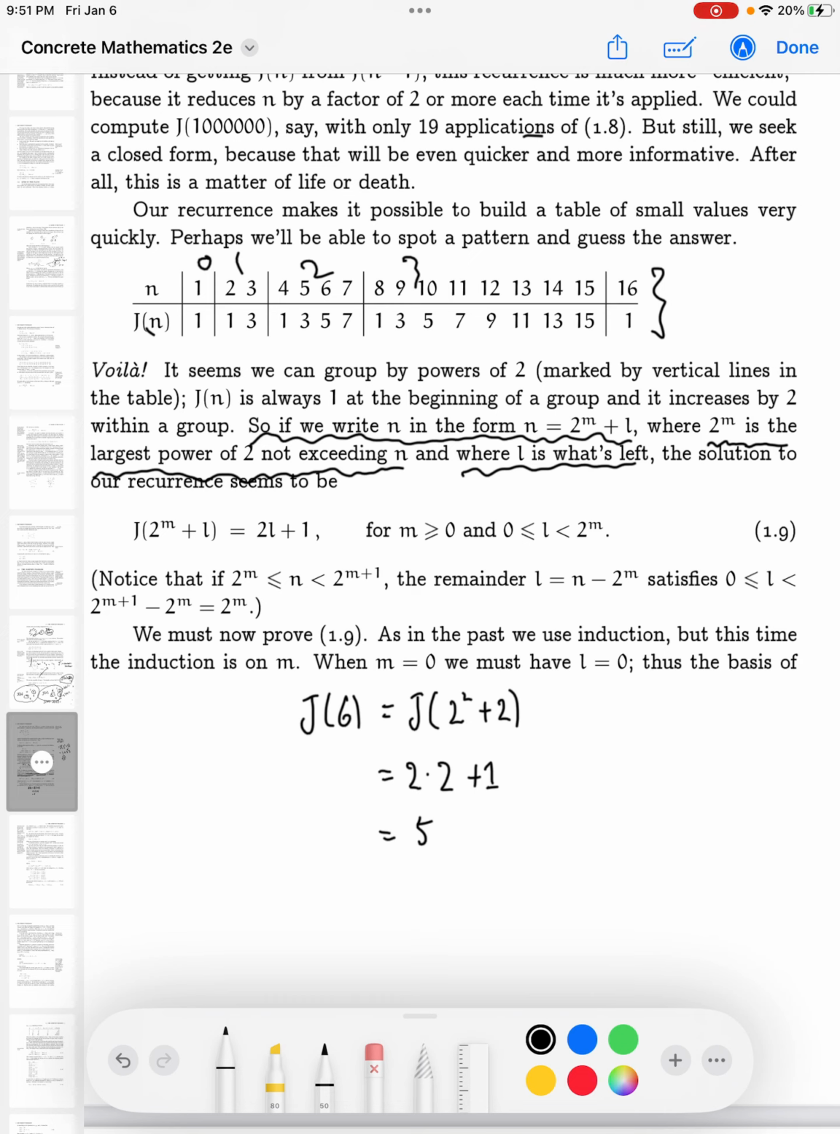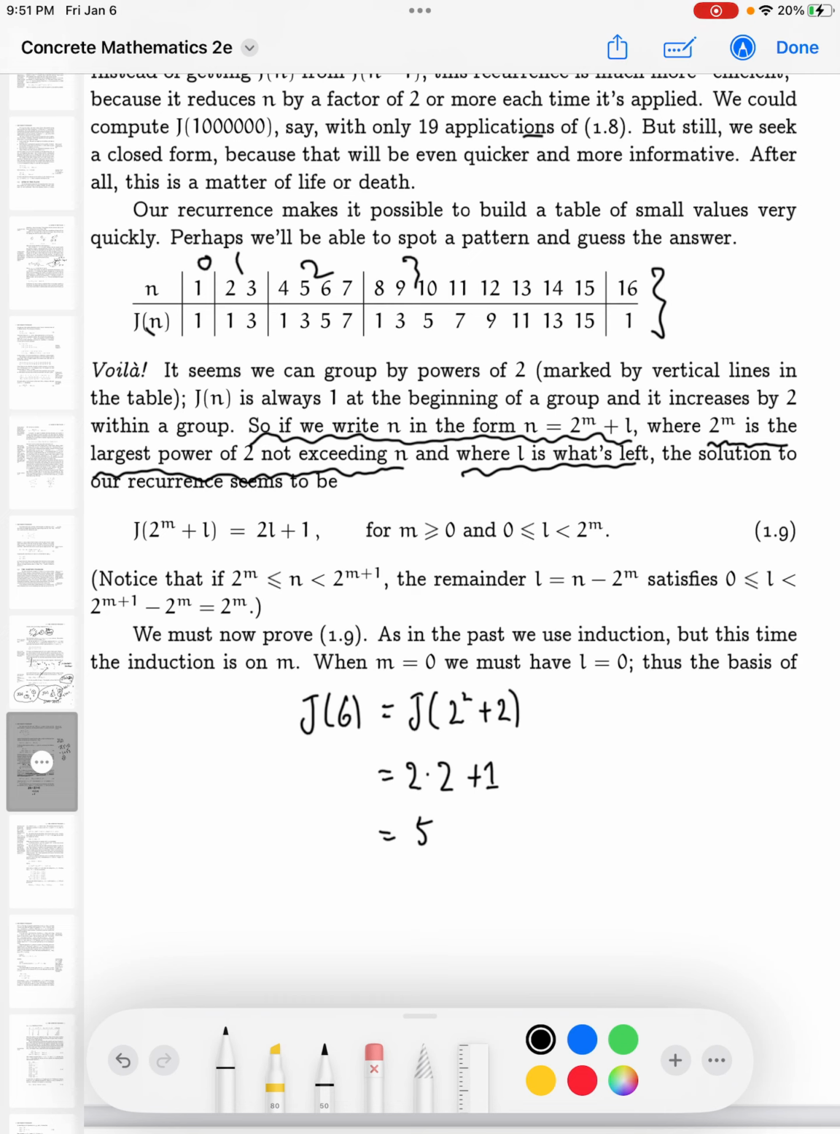Now we have to look at and evaluate the induction step. The text says it has 2 parts depending on whether L is even or odd. So let's see. If m is greater than 0 and 2 to the power of m plus L is equal to 2n, an even number, then L is even. That's pretty self-explanatory.